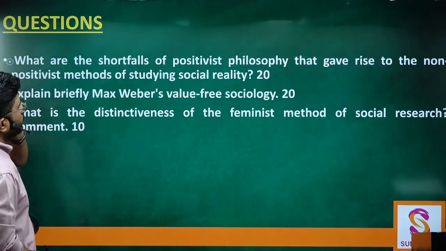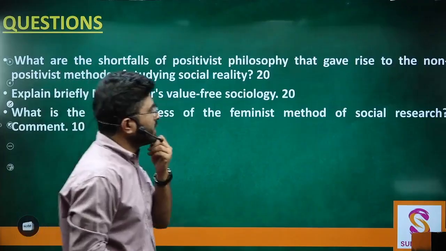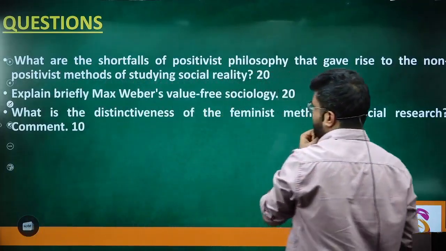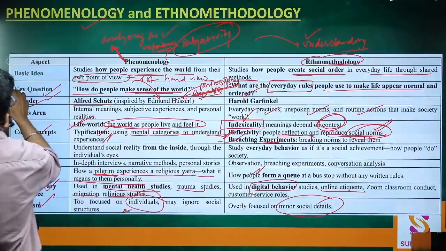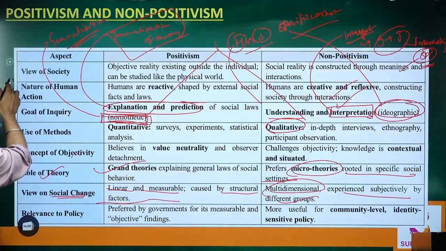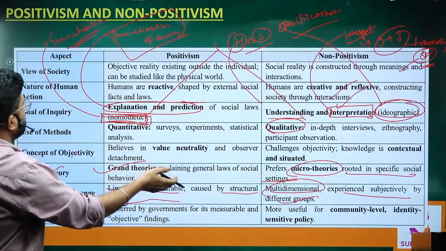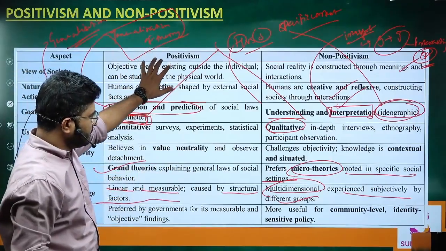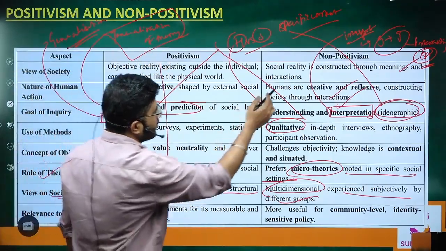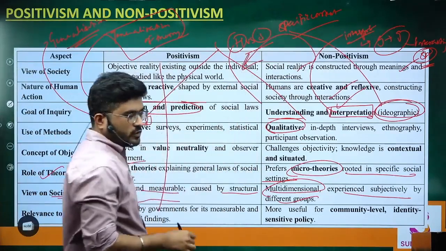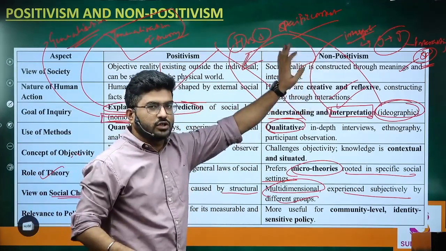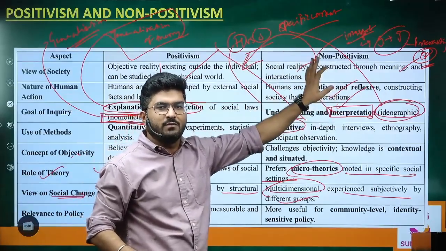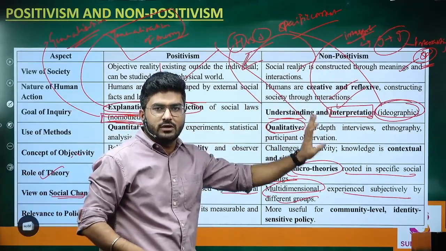Then, what are the shortfalls of positivist philosophy that give rise to the non-positivist methods of studying social reality? Nothing but you can write about this table itself, which will highlight that these are the characteristics, but for non-positivists these are the shortfalls, and we should look at social reality, the social construct, with the help of meanings, with the help of motives attached to it.